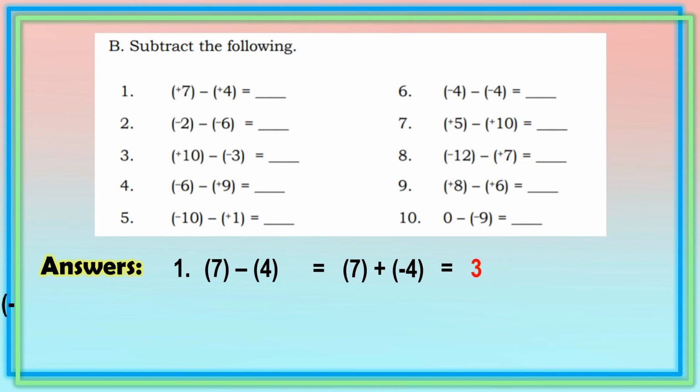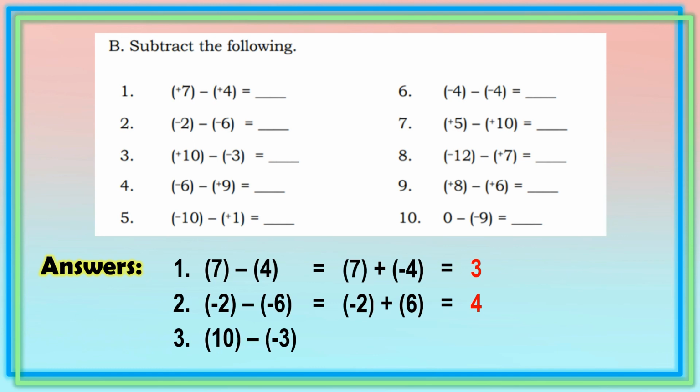Next number, we have negative 2 minus negative 6. So, i-change ulit natin yung sign ng subtrahend and proceed to the addition of integers. Ito ay magiging negative 2 plus positive 6. Again, magkaiba siya ng sign, kaya i-a-minus lang natin siya. 6 minus 2 is 4. Dahil mas mataas yung value ng positive, our final answer is positive 4.